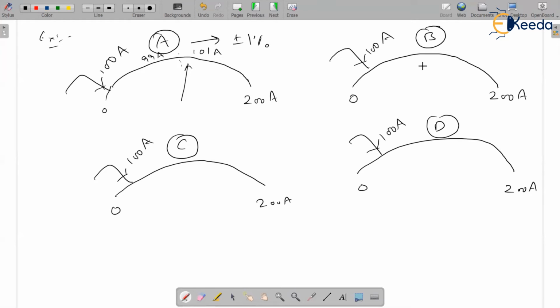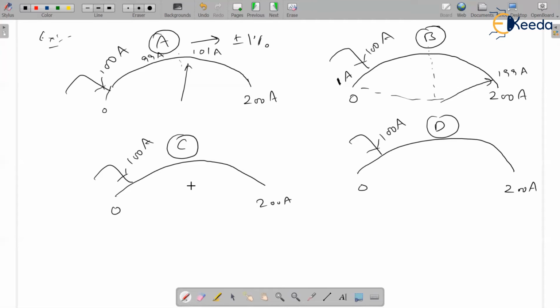But B, when it comes to plus or minus 99% deviation, what is it showing? It is showing a value of 199 amperes for 100 amperes, or it is showing 1 ampere. Deviation is of 1 ampere. For 100 amperes, plus or minus 99% deviation means 1 should be added to 99 to get 100, or 199.